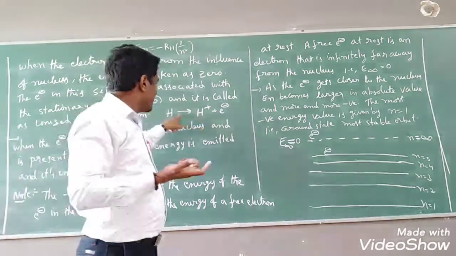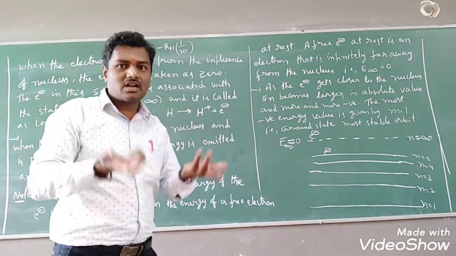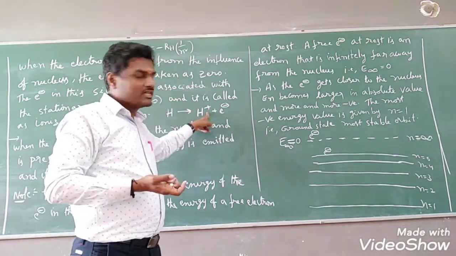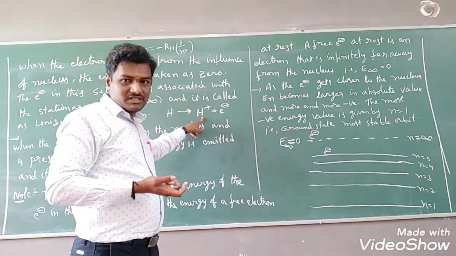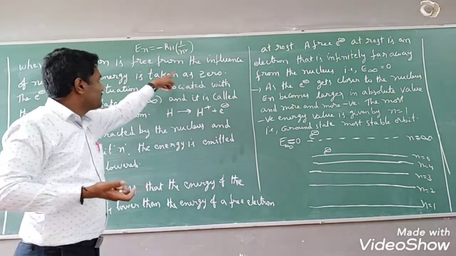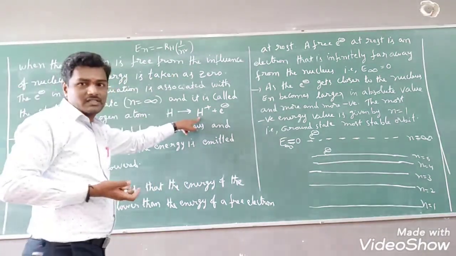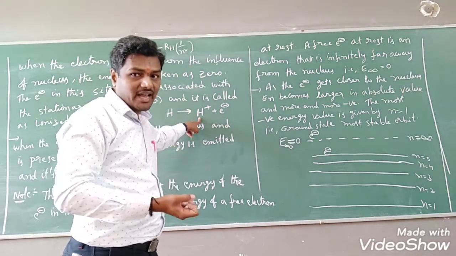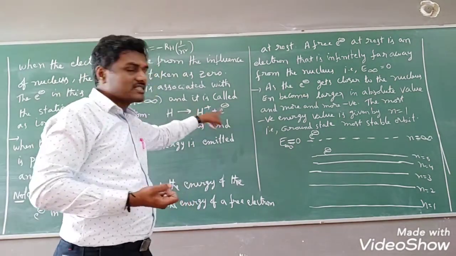That means what? Already hydrogen is having one electron. That electron is lost by this hydrogen and it will be converting into H plus. So there is no electron in this species. So in such cases, what we can say is, electron is free from the influence of the nucleus. Electron is free from the influence of the nucleus. In which case will you get this? In case of H plus ion.